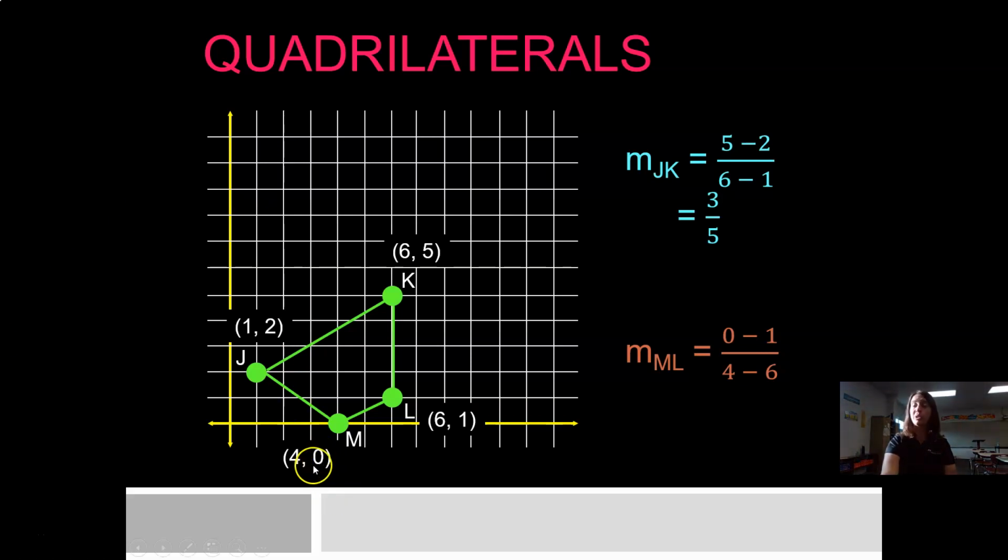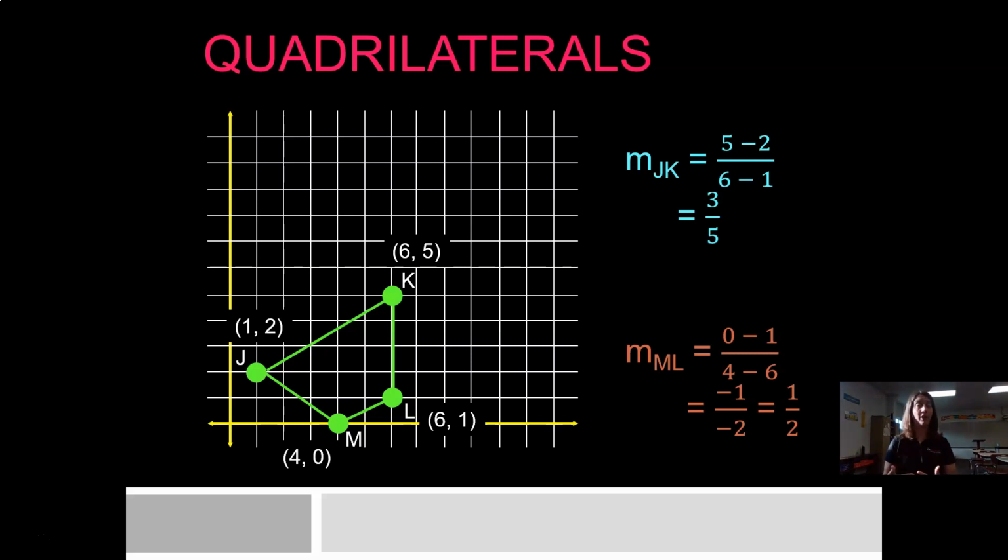So the y that I used was 0 minus this y, 1, and then 4 minus 6 for the x's. 0 minus 1 gave me -1, and 4 minus 6 is -2. I have two negatives here, which means it turns into a positive, and 1 over 2 doesn't reduce, so I have 1 over 2 for the slope going from M to L. Did these two slopes match? No. Okay, so this is not my set of parallel sides.